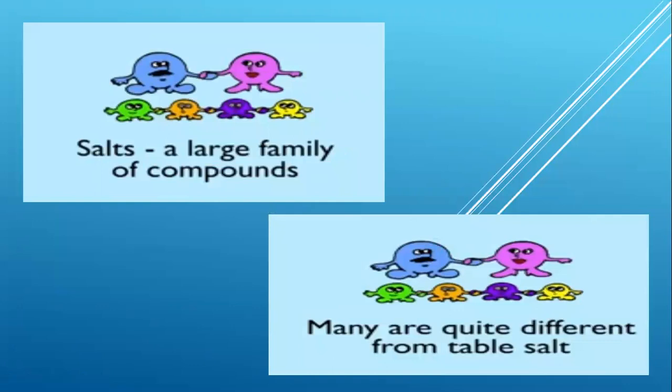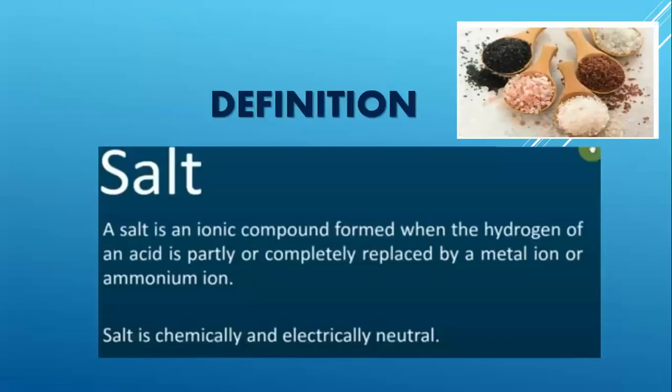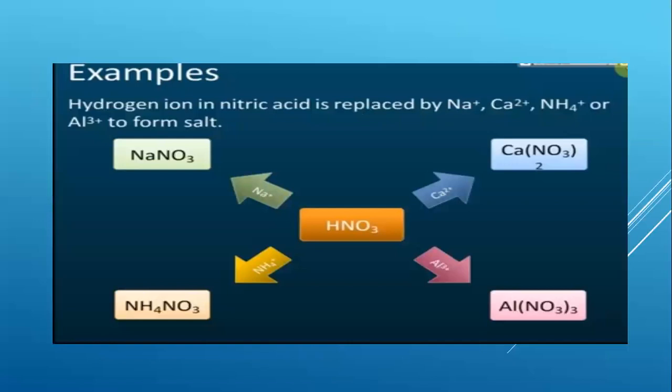Salt is a very large family of compounds, and all salts are different from other salts and especially from table salts. Now we can define salt as it is an ionic compound formed when hydrogen of acid is partially or completely replaced by metal ion or ammonium ion. Salt is chemically and electrically neutral.